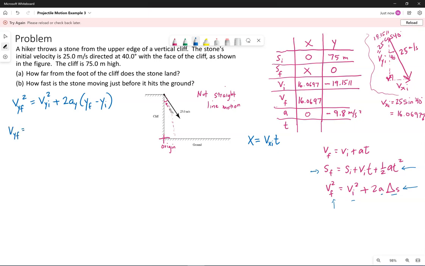Vy final, remember when we take the square root of anything? The answer can be positive or negative, right? If I square positive 2, I get 4. If I square negative 2, I still get 4. So we do need to keep in mind the plus and minus sign. Vy initial, we've already calculated. That will be squared. Acceleration in the y direction, negative 9.8. Again, negative meaning downwards. Y final is 0 based off of my choice of origin.